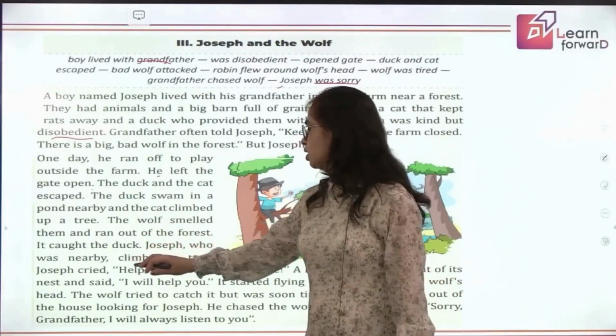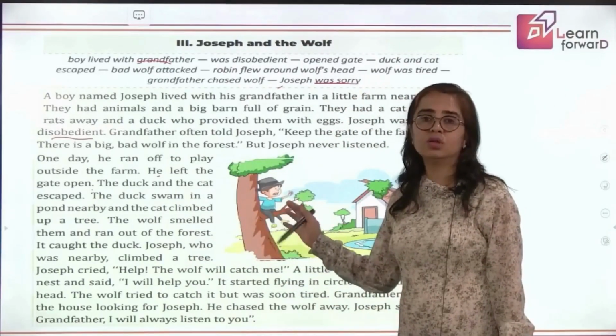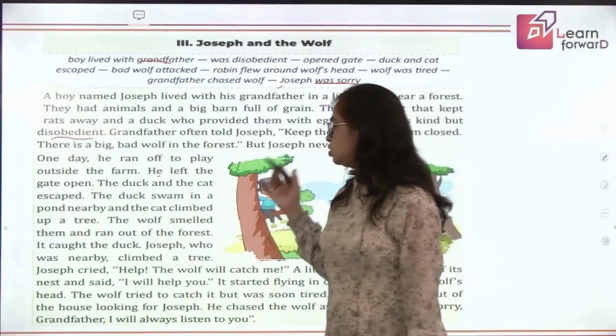Joseph, who was nearby, climbed a tree. Can you see a boy who has climbed up the tree? He's sitting on the tree, on a branch of a tree. So he just climbed up a tree.